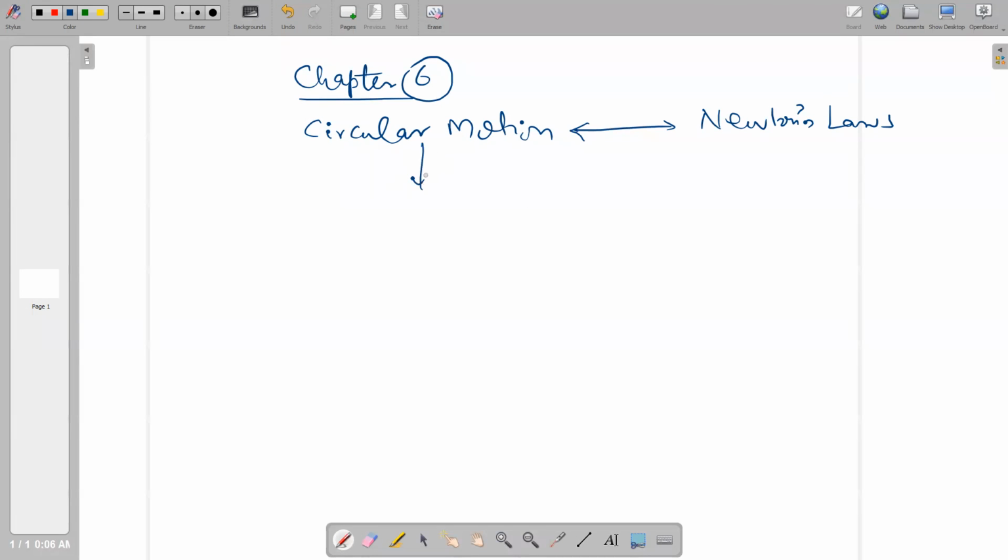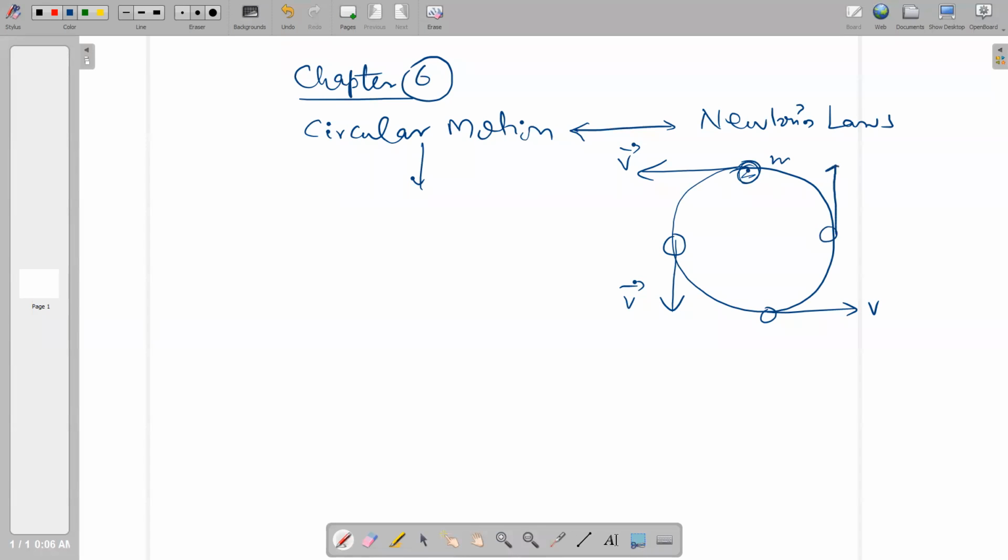In circular motion, you remember that if a body is moving in a circle, this is the mass of the body, and it is moving in a circle with velocity v. So its velocity direction is changing at every point. This is the change of the direction, but its speed is constant. That's why we have acceleration, and that acceleration is called centripetal acceleration, and its direction is towards the center of the circle. This is AC, centripetal acceleration.